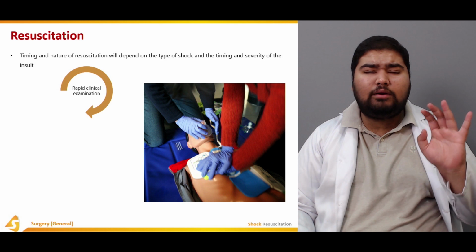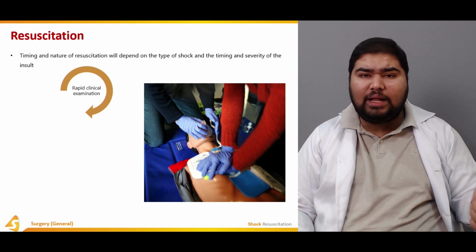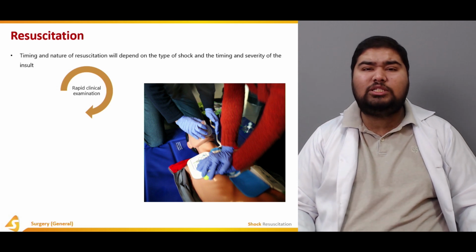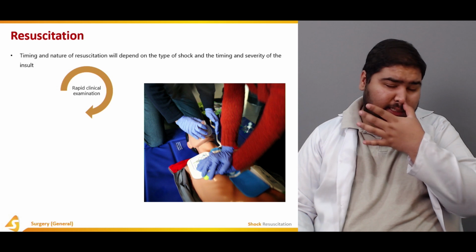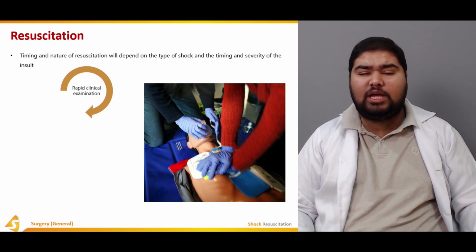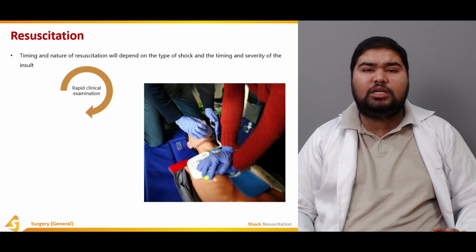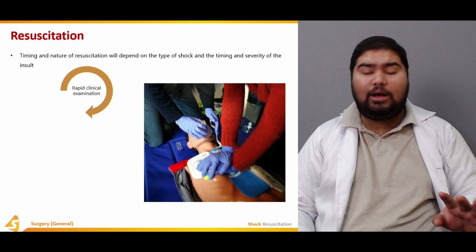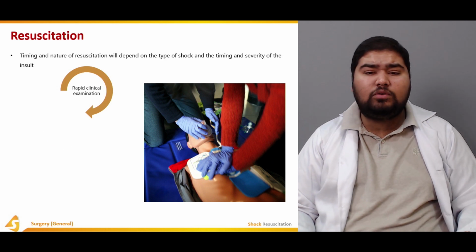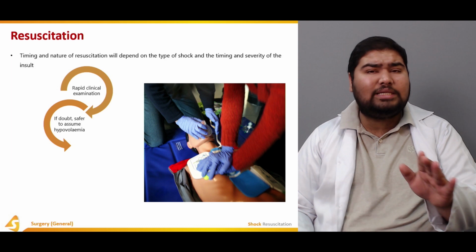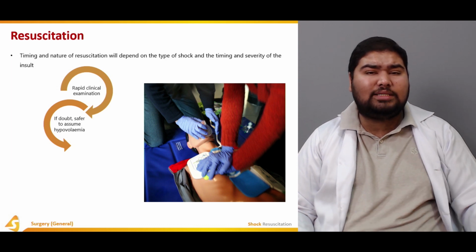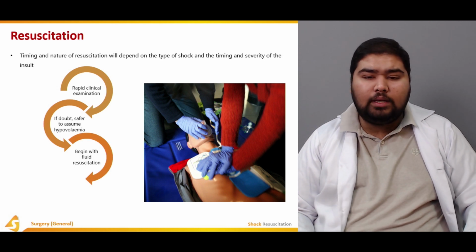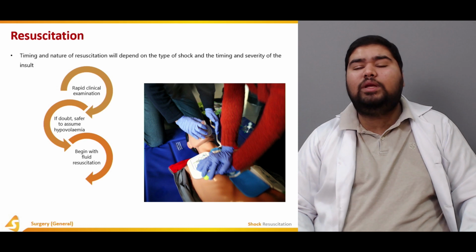So first of all, do a rapid clinical examination, check for pulse, check for pupillary response, check for breathing, check for airway. So we have this airway, breathing, circulation, then you check for the blood pressure or all the vitals or the pupillary response, etc. Now if you don't have sufficient time, or if you are in doubt as to what kind of shock this is, always assume it's hypovolemic shock as it's more common. Now begin with the fluid resuscitation.